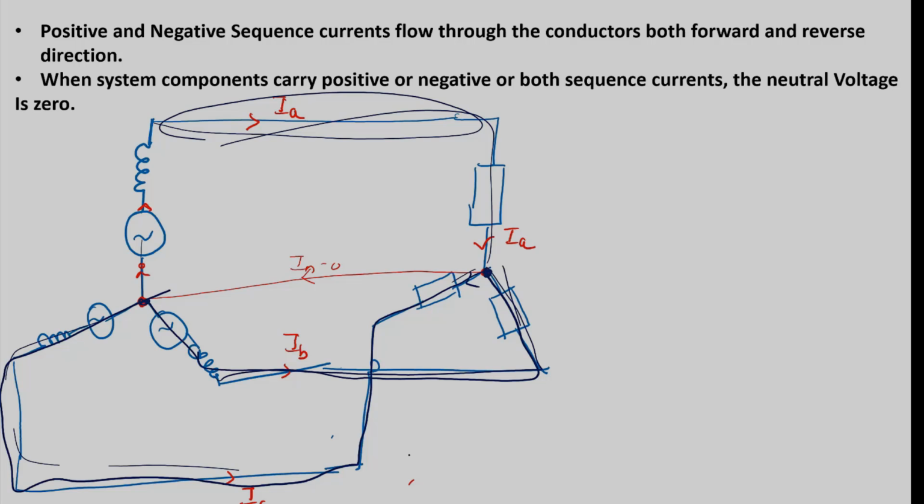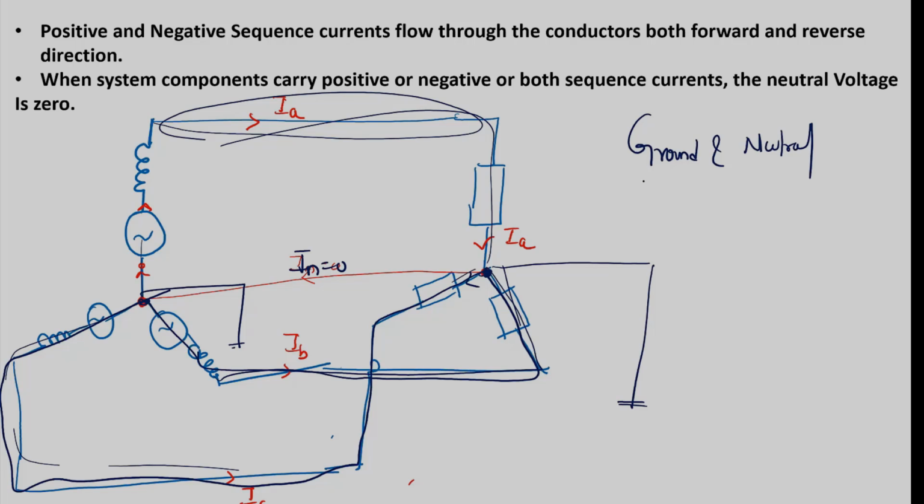Why? Because whenever you pass a balanced current, your neutral current is zero. Neutral will not carry any current. So even if you ground here and connect ground here, the current will still not return through the ground, because ground only carries zero sequence currents. Ground and neutral, you blindly remember, only carry zero sequence currents.